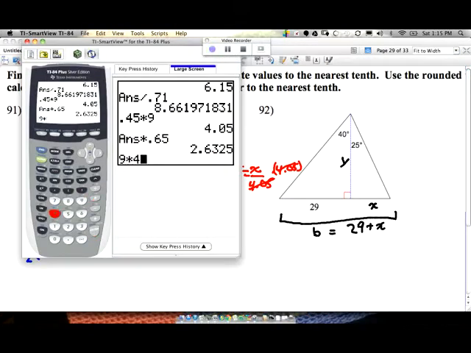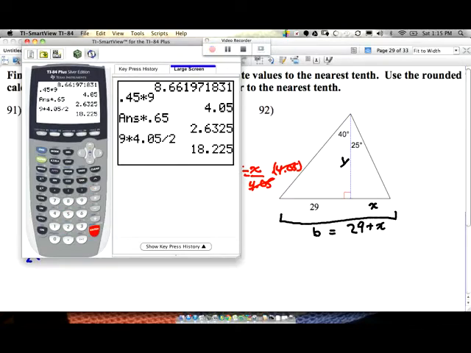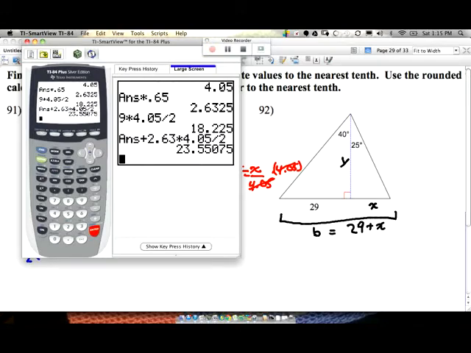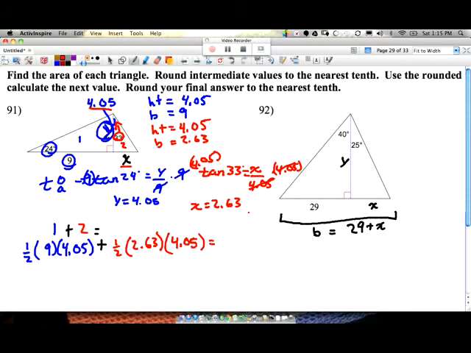And so we got that. Then we're going to add on to it something else, which was 2.63 times 4.05 divided by 2. Now, it's okay to do that because all this multiplication and division is going to come before we add. Calculator knows that. It does it for us. And we get 23.55. So the total area is 23.55. That's cool. That's super cool.